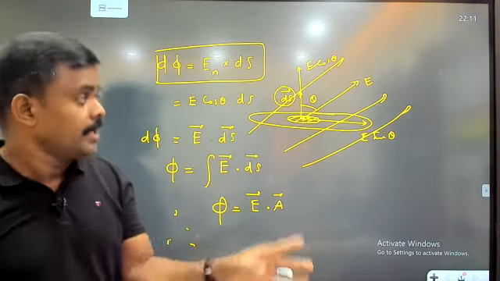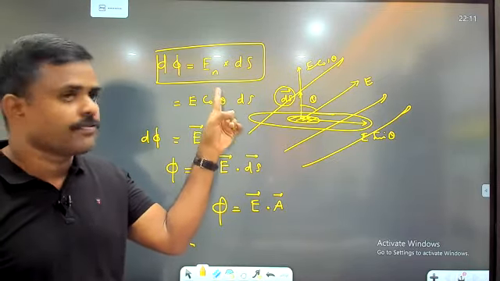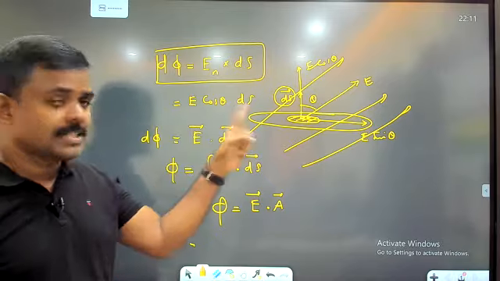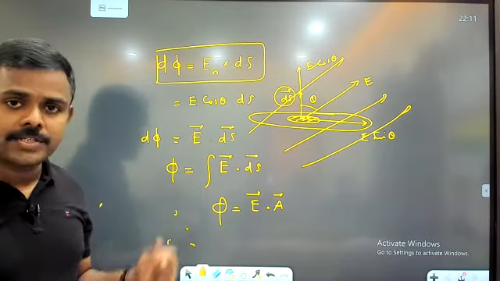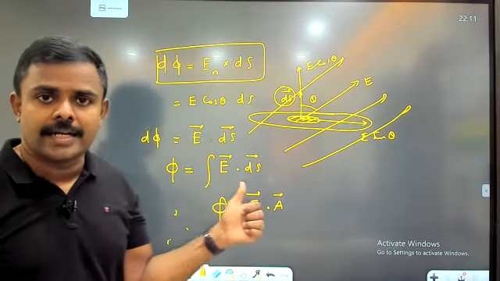There are reasons for it. Normal component of electric field and area vector. So E cos theta into dS. That is E dot dS, or flux is given by integral E dot dS.